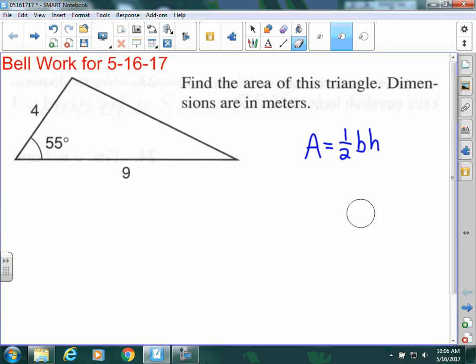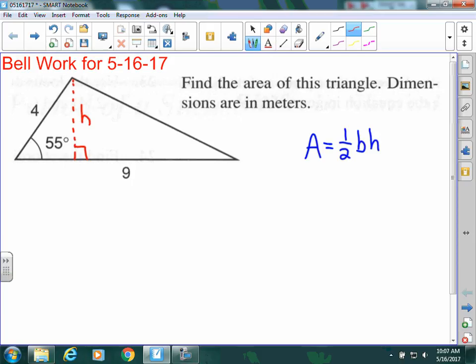You're welcome. And we're thinking, well, great, we have the base here, it's 9, but what about the height? The height we would find by dropping a perpendicular line there, at 90 degrees, that would be the height. How would I find that height?